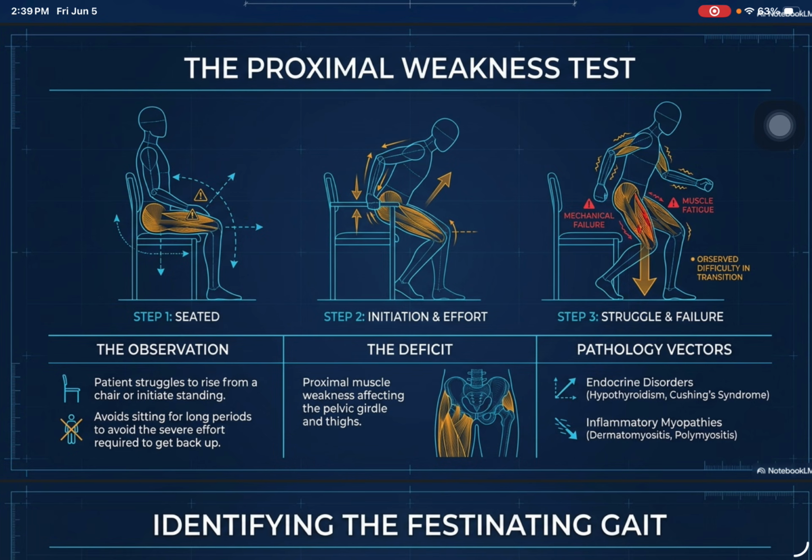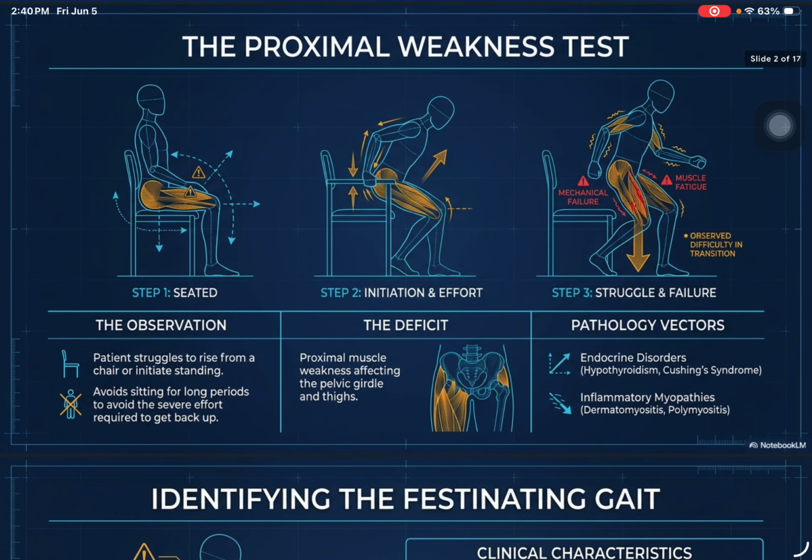If a person is seated for a long time, the proximal muscles may be affected, and the person can't stand due to proximal muscle weakness. There are some pathological causes for proximal muscle weakness. Examples are hypothyroidism or hyperthyroidism, Cushing syndrome, and inflammatory and pathological causes such as dermatomyositis, polymyositis, etc.